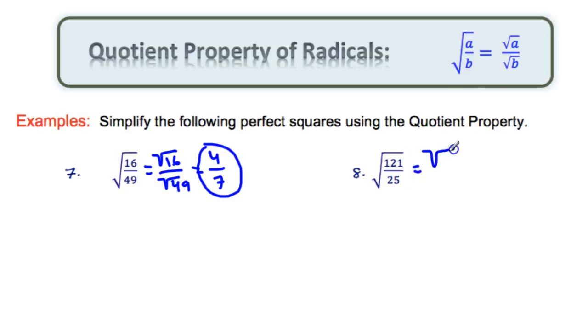Over here, same thing. On the top, we'll do radical 121. On the bottom, radical 25. Square root of 121 equals 11. Square root of 25 equals 5. So our answer is 11/5.